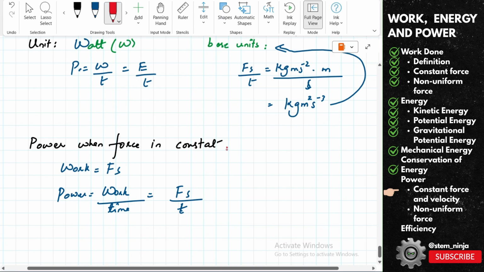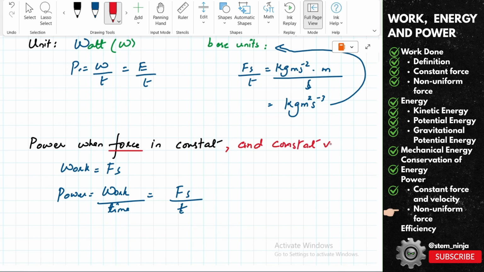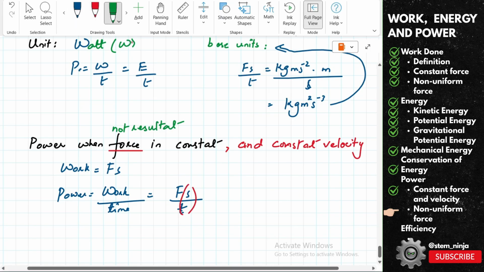And sorry, force is constant and velocity is constant. When we are talking about this force over here, we're not talking about resultant force. We are just talking about the driving force, whatever that is. So as you can see, s over t becomes v, so you can rewrite it as Fv.